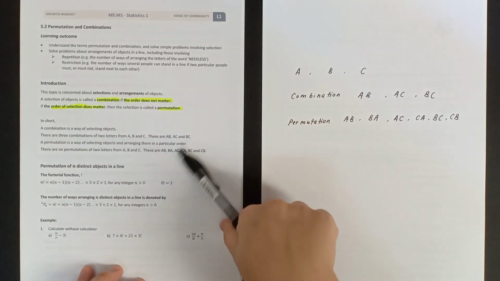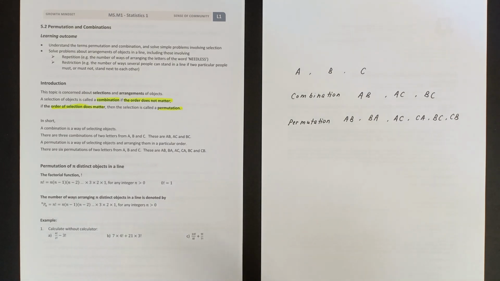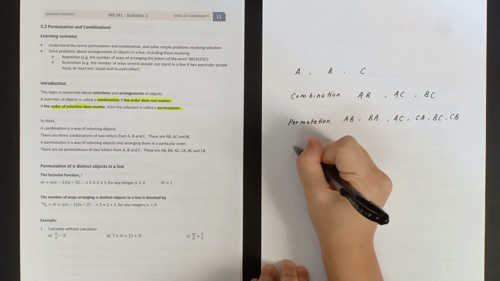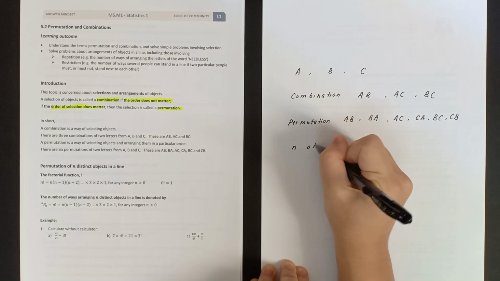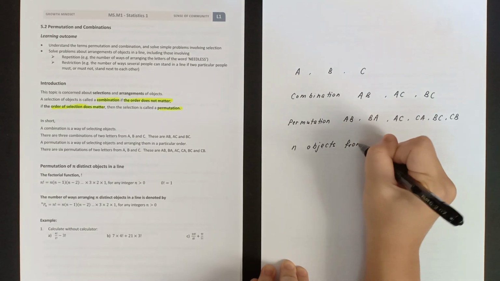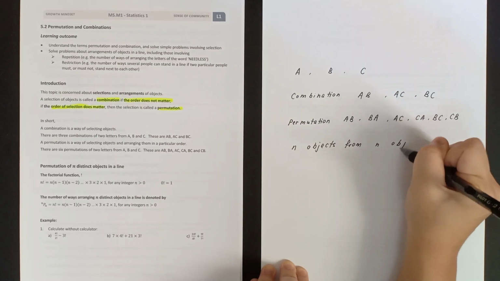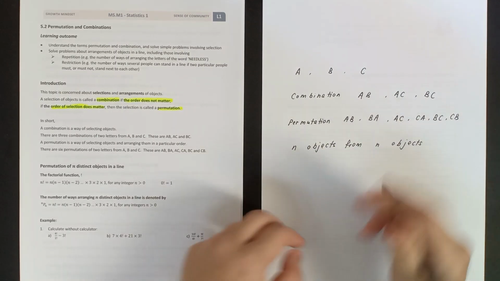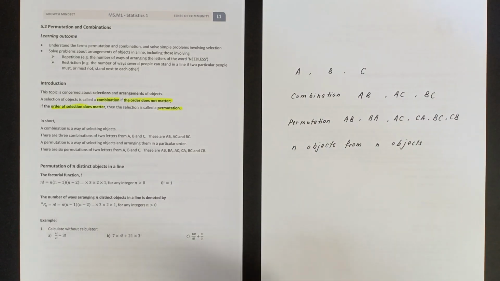Okay, so you can go through the notes by yourself. Today we are just going to learn how to arrange n objects from n objects only. So we don't talk about r objects from n objects first. That means we are going to arrange everything for today.